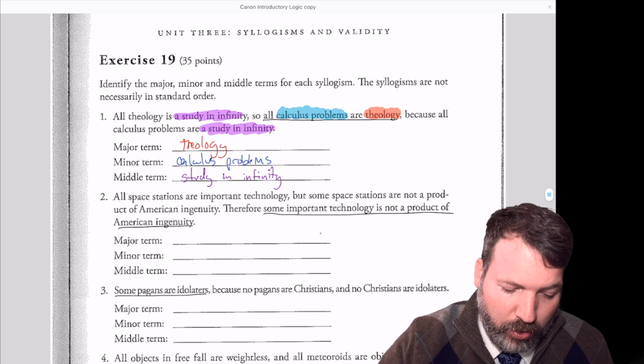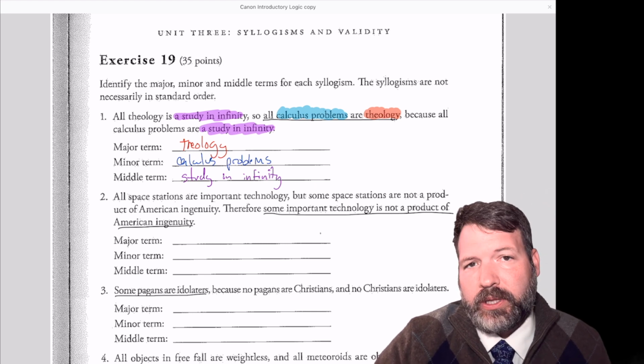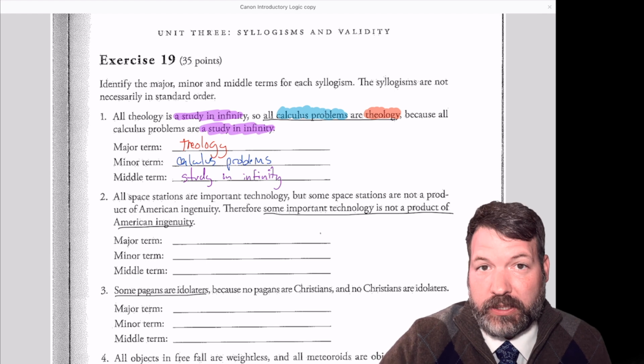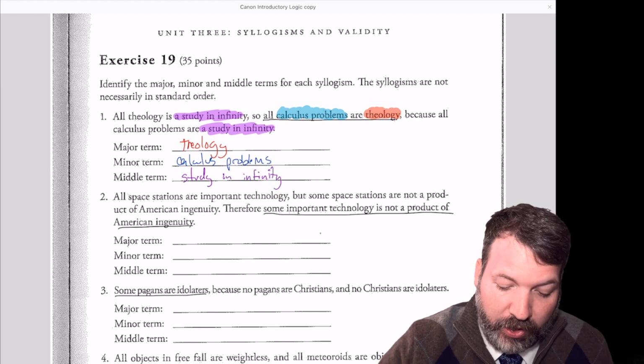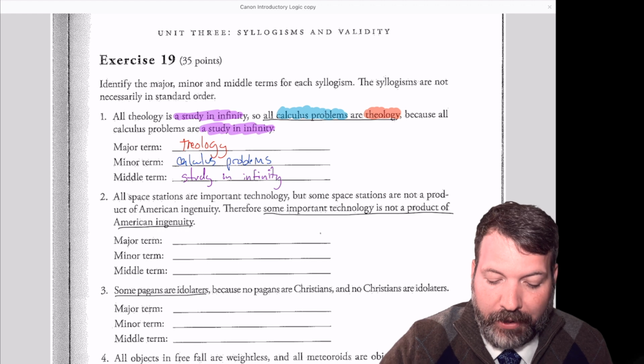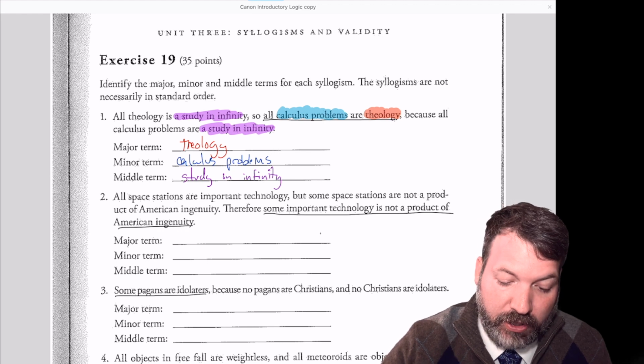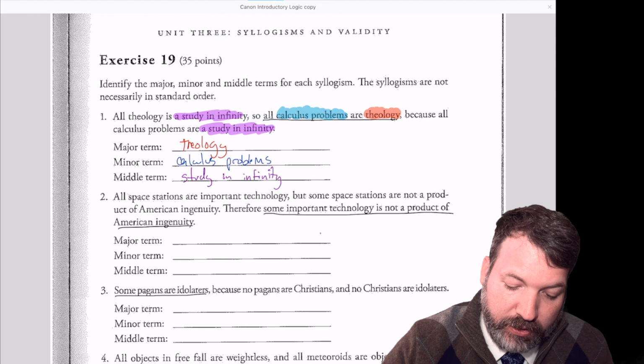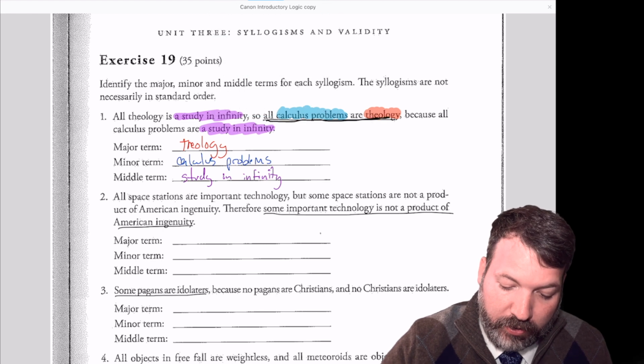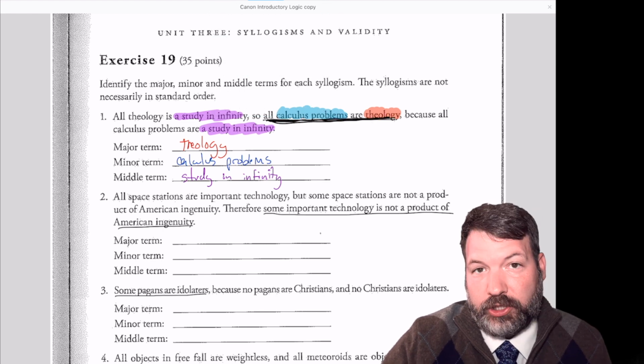I've got number 1 already done here. This came from an argument that you may recall from exercise 18. And we should have underlined that conclusion. All calculus problems are theology. You can see I've got that underlined right here. All calculus problems are theology.